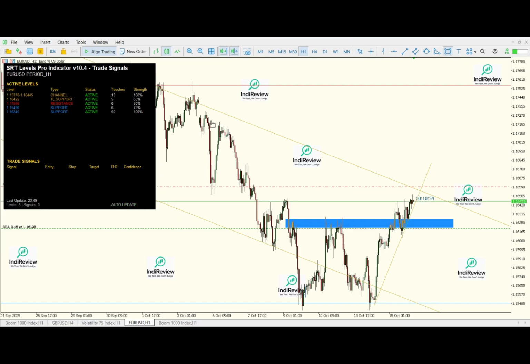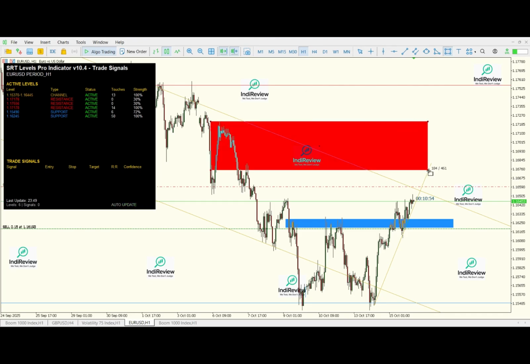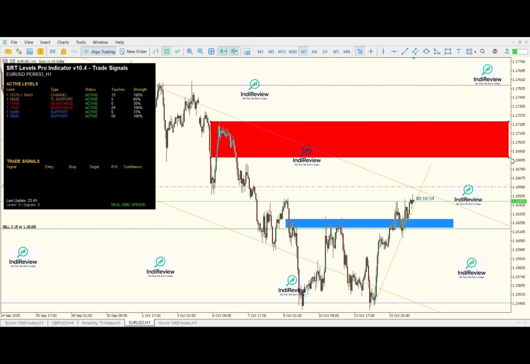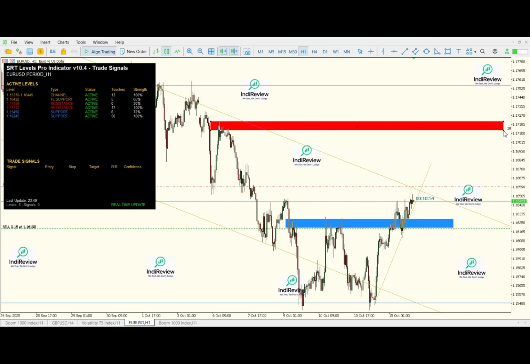If I put a zone here, you see, it automatically identifies it as resistance. So you don't really have to label anything. Once you draw it, it knows what that is, detects it and then trades it. If you are using the EA, it would automatically enter trades, but because this is just the indicator, it's only going to give you the signal and then you have to enter the trade.